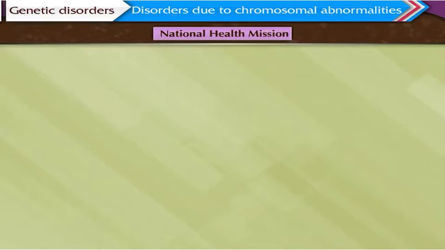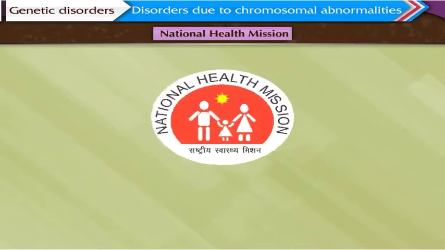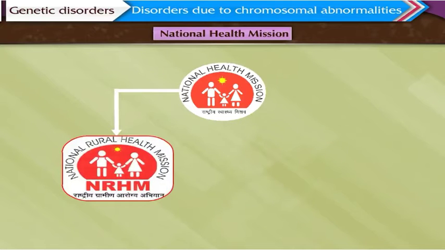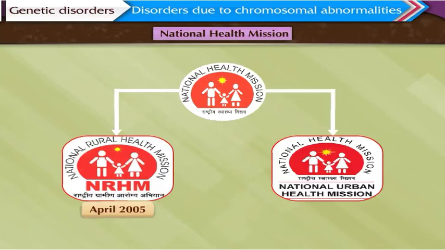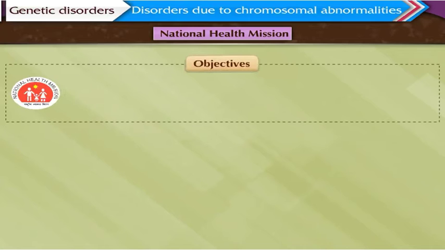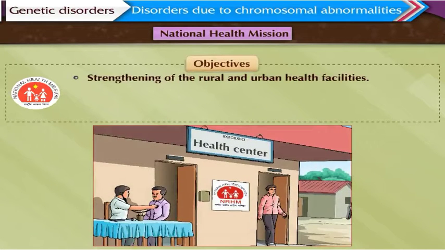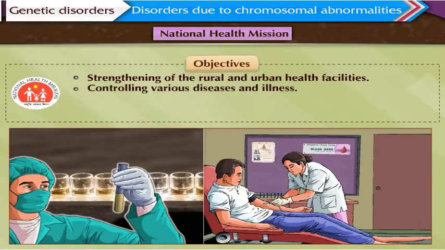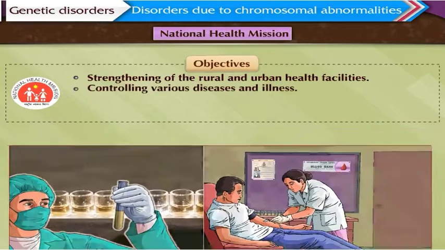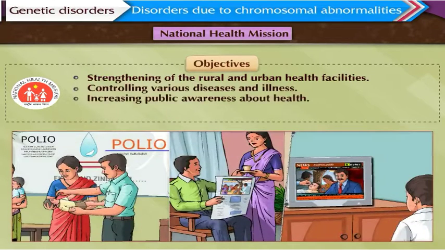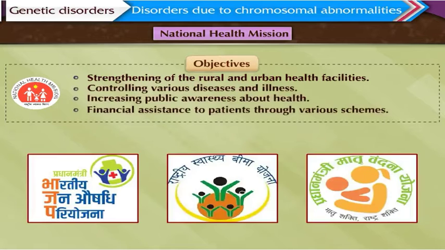National Health Mission. Under the National Health Mission, the National Rural Health Mission has been started since April 2005 and the National Urban Health Mission since 2013. The main objectives of this mission are strengthening of the rural and urban health facilities, controlling various diseases and illnesses, increasing public awareness about health, and offering financial assistance to patients through various schemes.